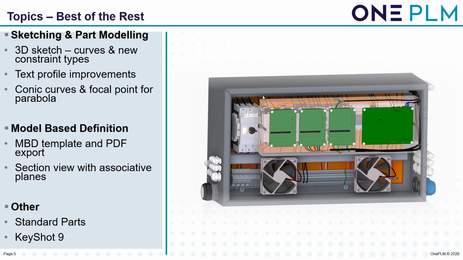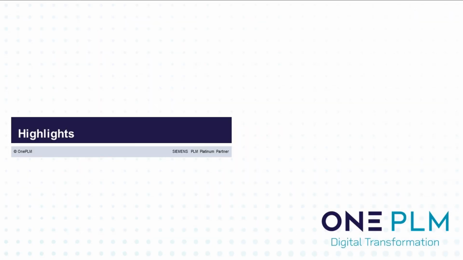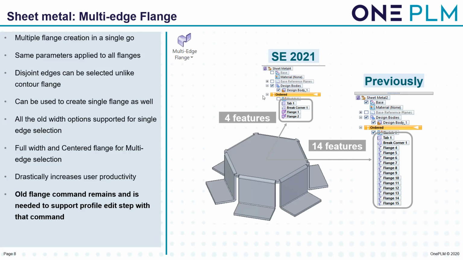And then on the others, we've got some standard parts enhancements when we're translating from one type to another, and we've also got the latest version of KeyShot. So let's get straight into some of the highlights on here. Sheet metal multi-edge flange.